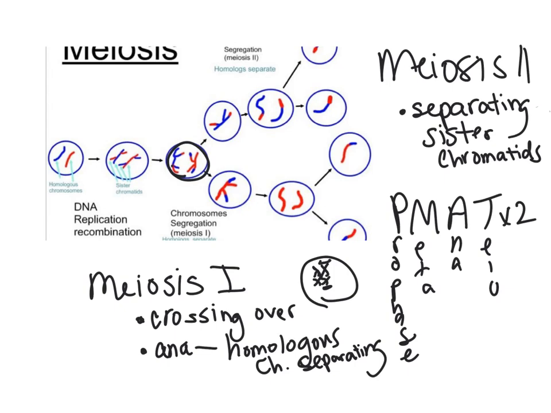So at the end of the day, you end up with 4 cells. They got kind of cut off on this image, but you're going to get 4 cells. Each of those 4 cells is going to have half of the genetic information. So now they are ready to go. You could theoretically use those to form a new individual.